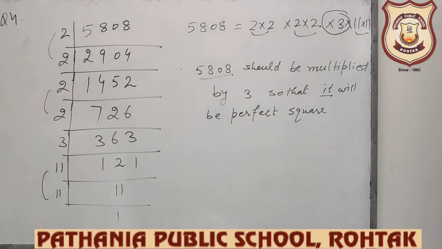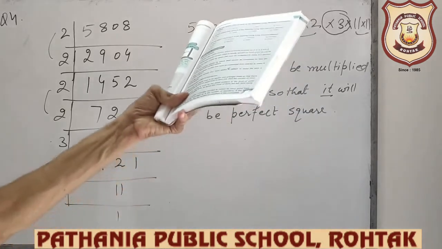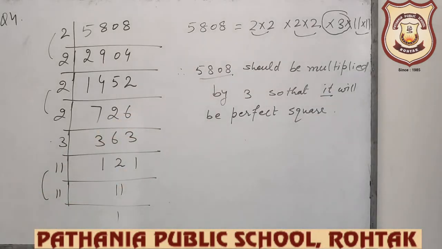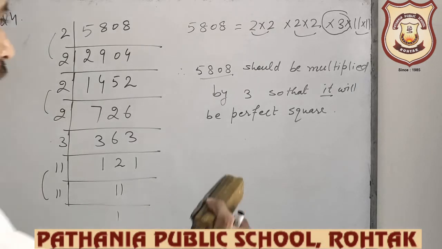Just like the next question, find the smallest number. Now it is the question number. If any question is there, divisible by, find the smallest number by which this is divisible by 3, then you can do it like this, or you should use this method. Now the next question I want to solve.